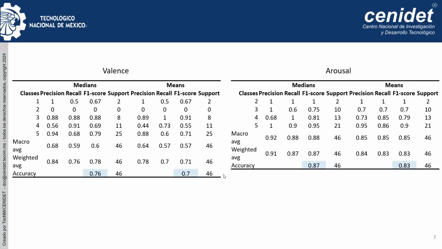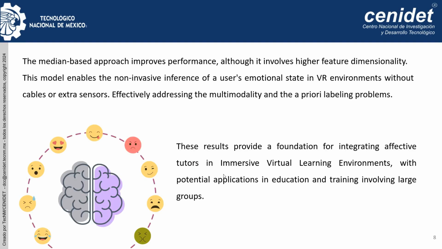The model achieved accuracies of 76% and 70% for valence using the median and mean respectively. Accuracies of 87% and 83% for arousal were achieved using the median and mean respectively. The median-based approach improves performance, although it involves higher feature dimensionality.